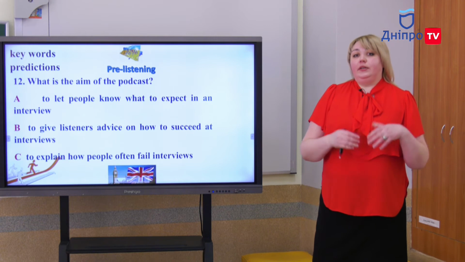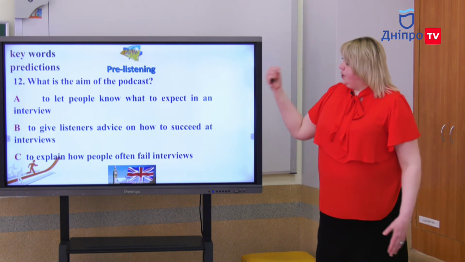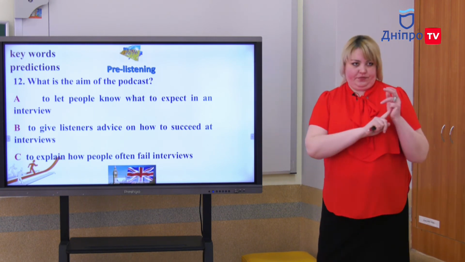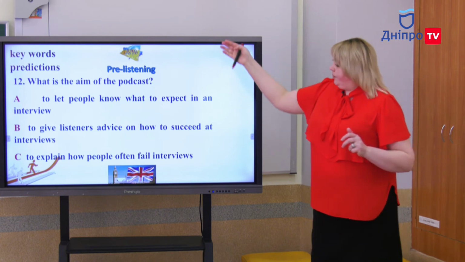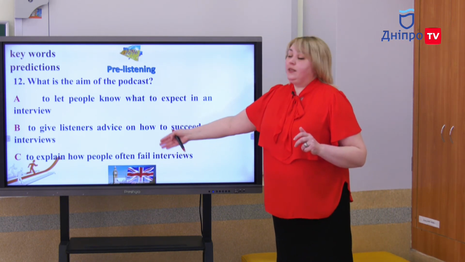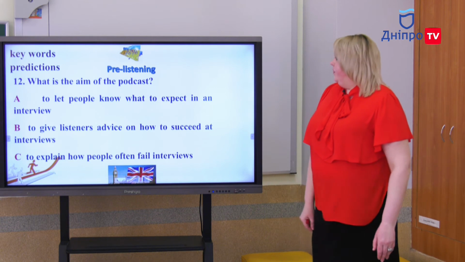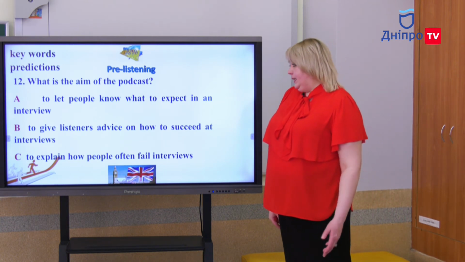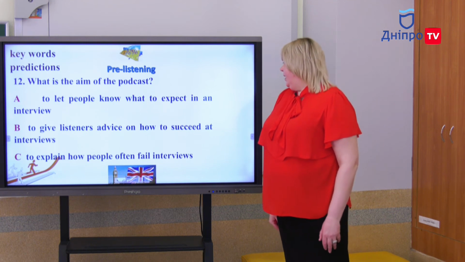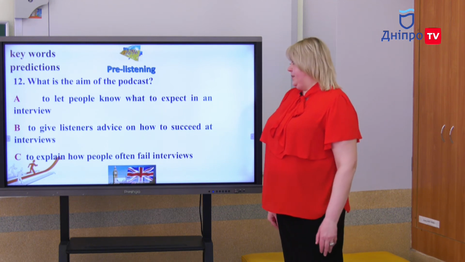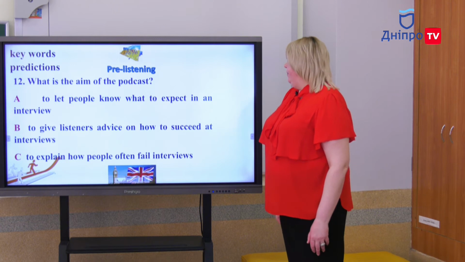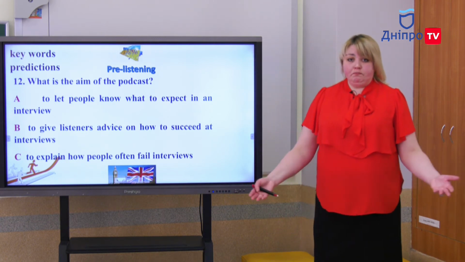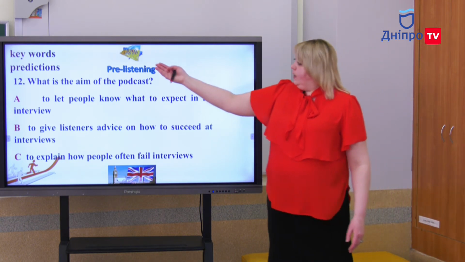We have the pre-listening stage. We need to read the instruction first. Done. Read the tasks. Let's read. What's the aim of the podcast? To let people know what to expect in an interview, to give listeners advice on how to succeed at interviews, and to explain how people often fail interviews. The thing is, what is the key word?